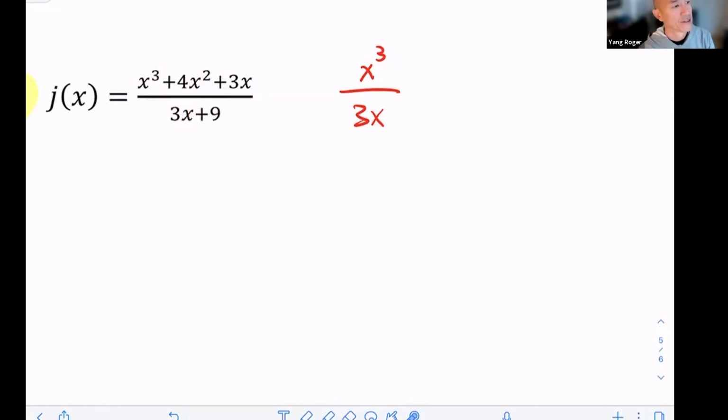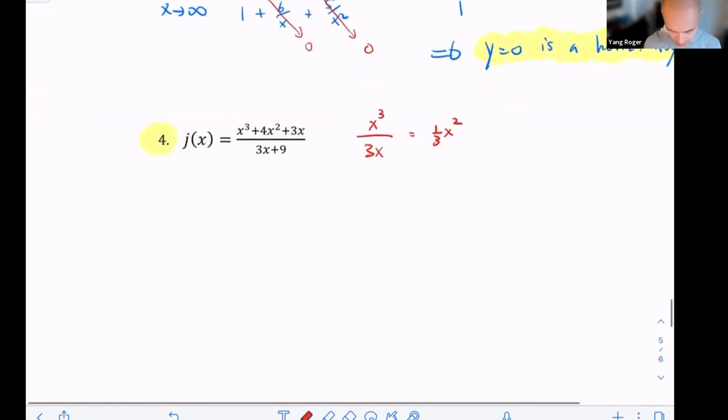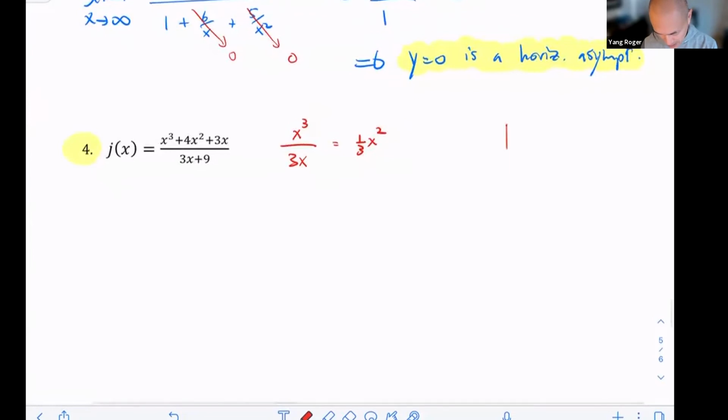big difference. Okay. So if I were to look at this, I would say that this basically looks like 1 over 3x squared. And I understand what that graph looks like. That graph looks something like this. So I suspect it's going to go to positive infinity. Now we can check by calculating a limit.